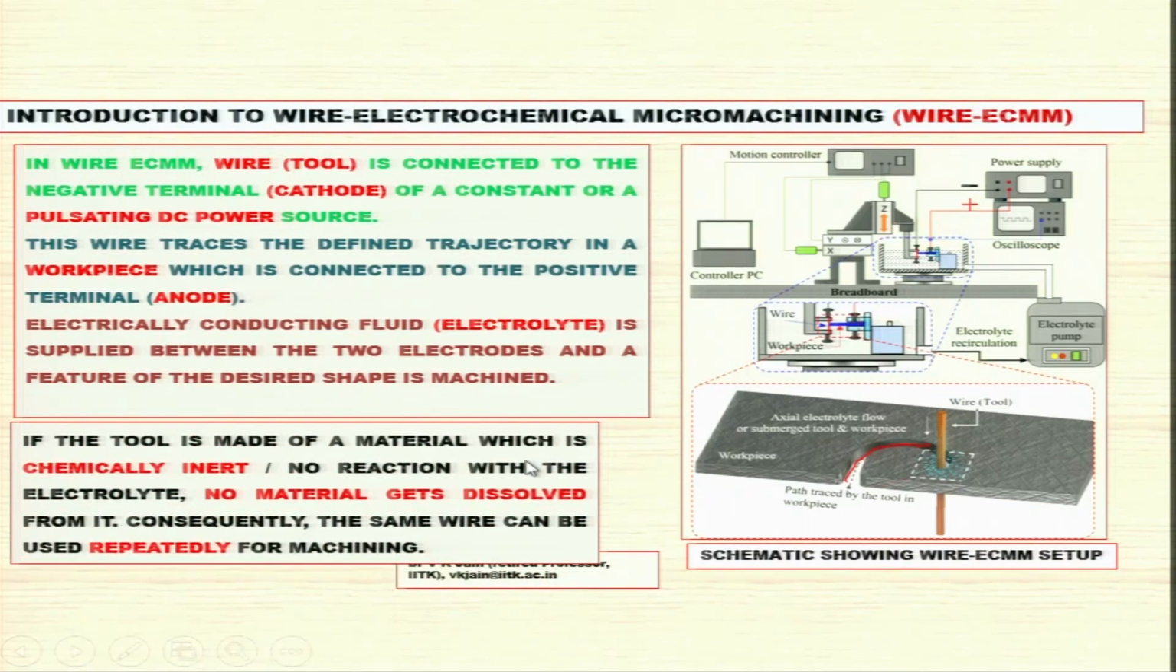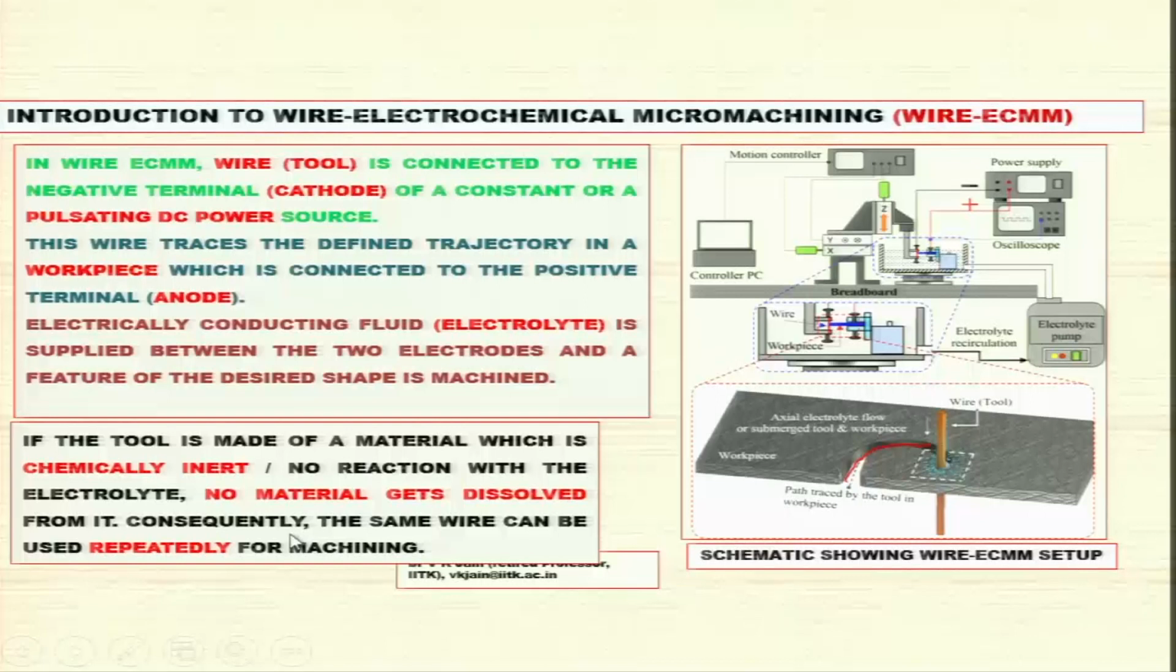If the tool is made of a material which is chemically inert, with no reaction with the electrolyte, no material gets dissolved from the tool, and we really do not want any removal of material from the tool, that is the wire. Otherwise it will affect the accuracy, that is the tolerances of the machined surface. Consequently, the same wire can be used repeatedly for machining, since there is no removal of material from the wire. Hence you can recirculate or reuse the same wire for many components.